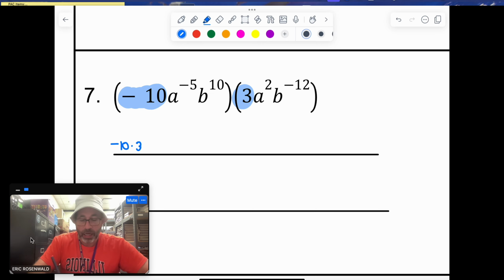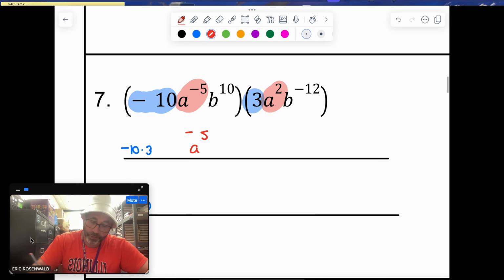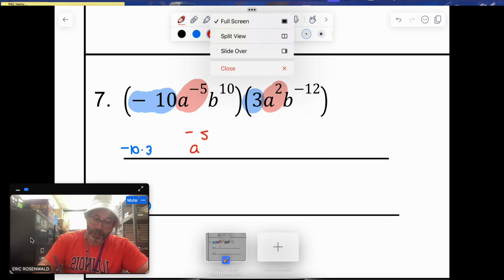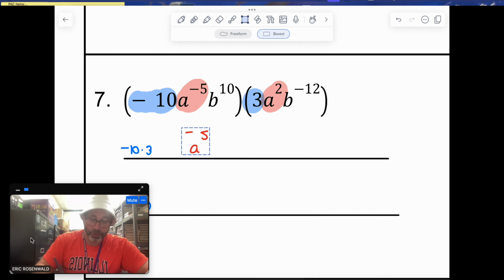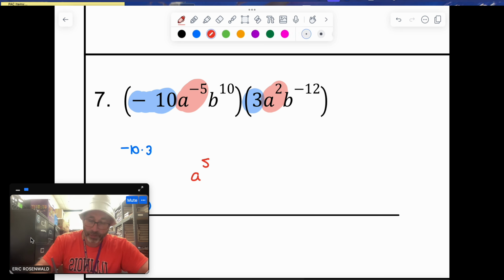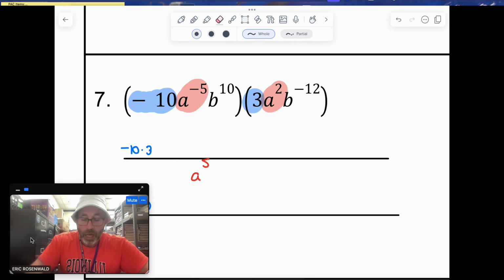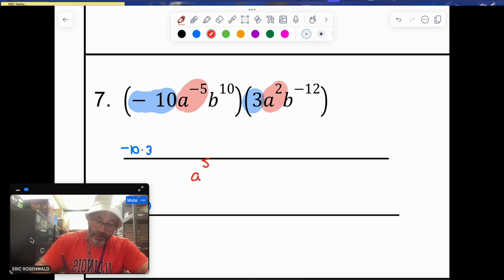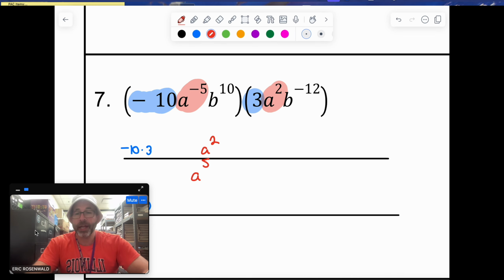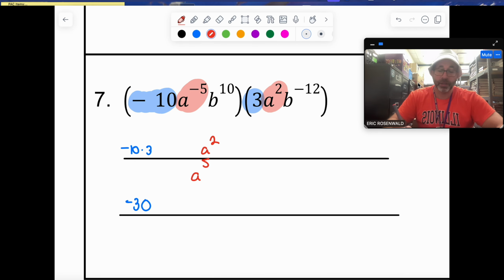Okay, let's move to the next part, which is a to the negative 5 and a to the second. So the a to the negative 5, let's put that in there. Because that's a negative exponent, that's going to move, and when it moves, it becomes a positive. The a to the second, because it's a positive, won't move. So we're going to end up having a battle between these two.